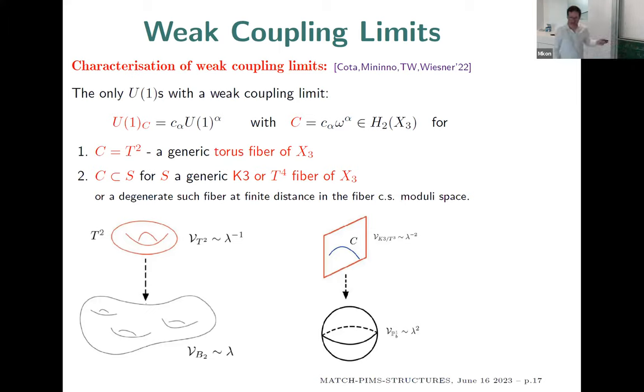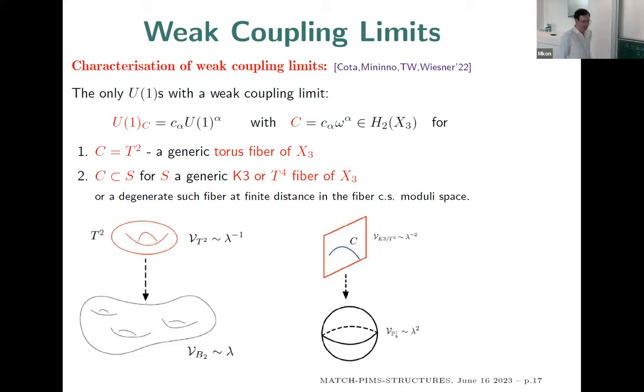These will not lead to weakly coupled gauge theories, but all the other ones, the ones that I can deform everywhere, these will lead to weakly coupled gauge theories. So we now have complete control over all the potentially weakly coupled gauge groups. They are either always associated with the torus fiber or with essentially a generic curve in a K3 or T4 fiber. That's the claim. And to show this, one has to look at all possible degenerations and look at the intersection form in these degenerate cases, but that's the other.